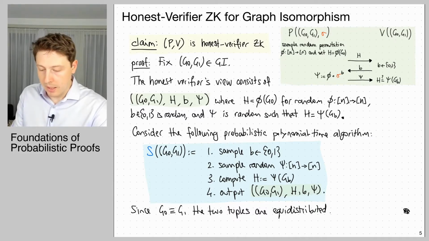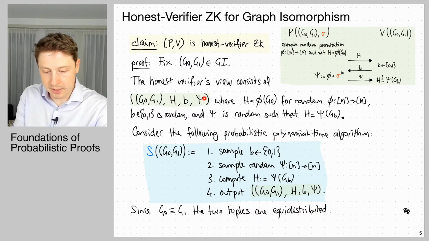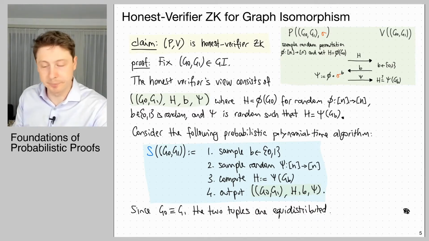Then B is a random bit here, and that's also a random bit here. And psi here is random subject to this condition. But look, H was created to have this condition, so we're good. So the two random variables here and here are literally the same random variable.